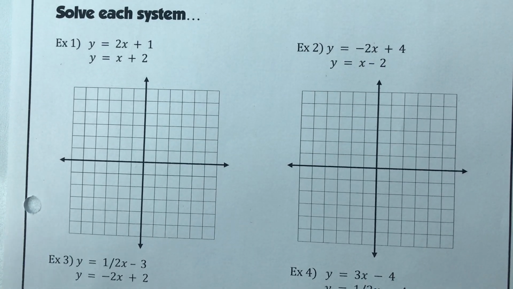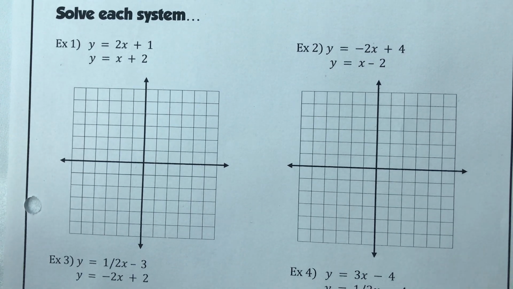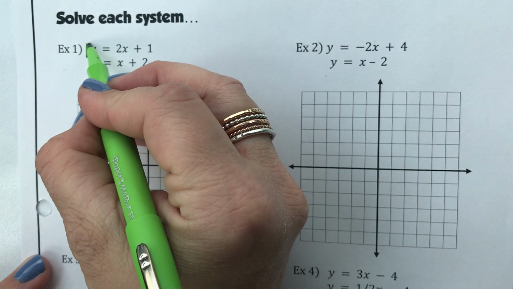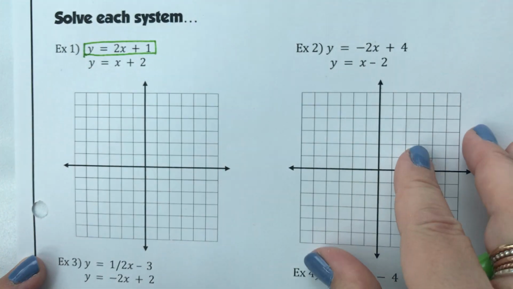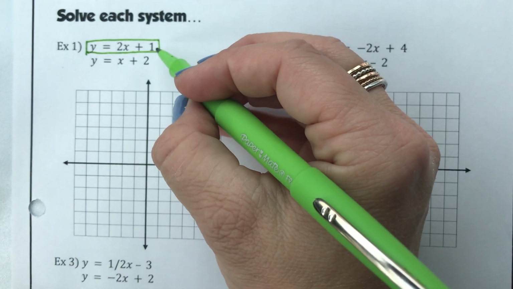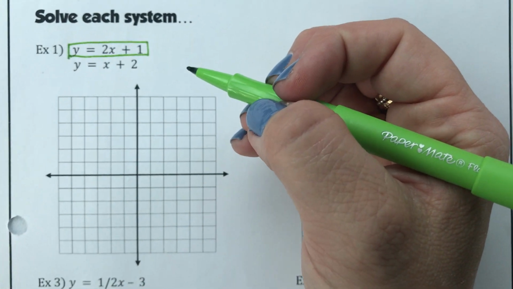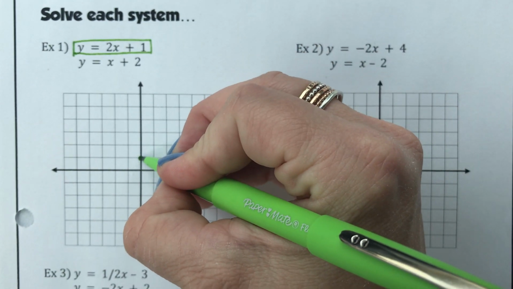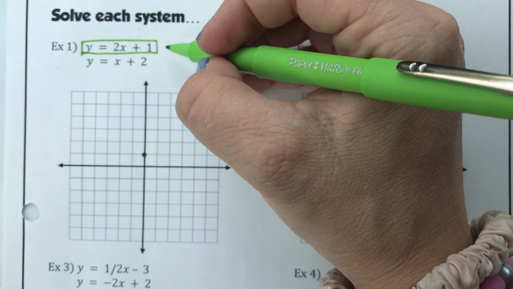Okay, we're going to graph. I like to use colors for this. Well, I like to use colors for everything, but especially stuff like this. So I'm going to call this my green line. I'm going to start it at 1. It's already in slope-intercept form, and then I'm going to follow my slope.